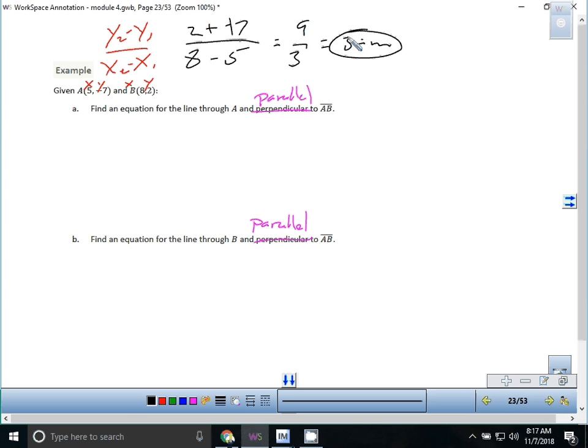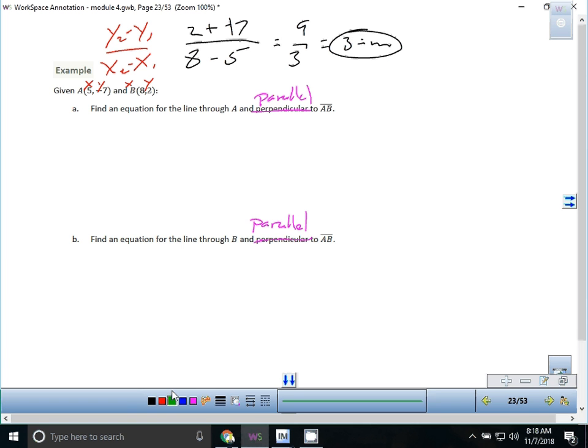We said if they're not the same steepness, they're eventually going to crash into each other, won't they? So if two lines are parallel, like Aaron said, they run side by side, never cross, they have to have the same slope, or else they're going to run into each other. So what slope are we going to use on part B? 3. So let's take everything we know and sub it in.